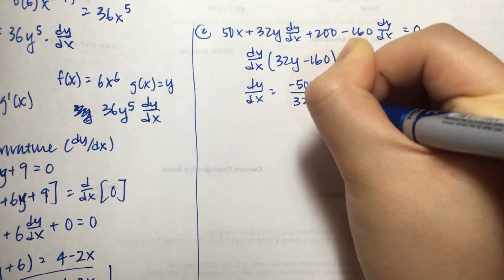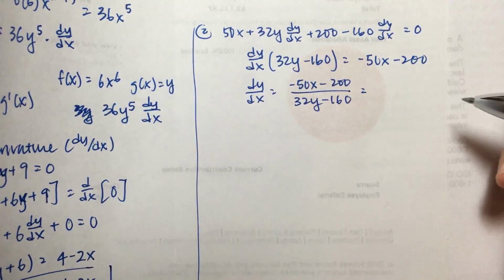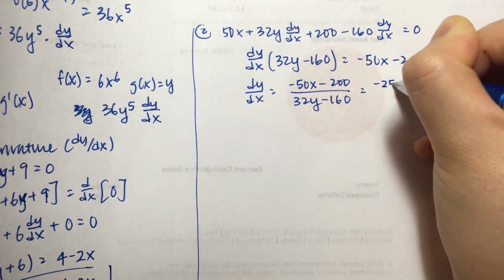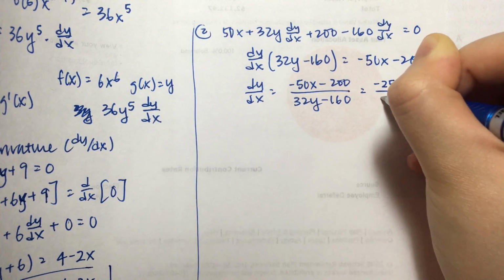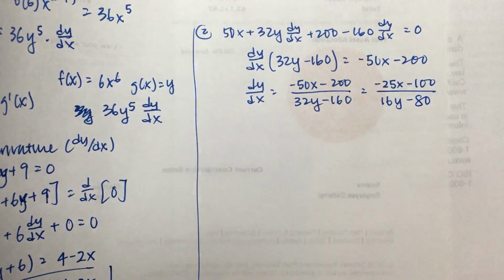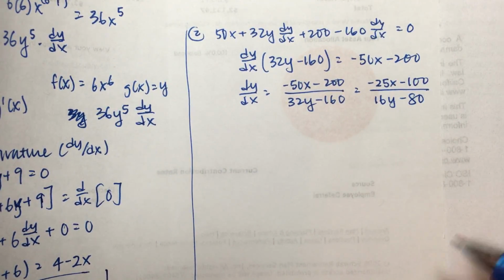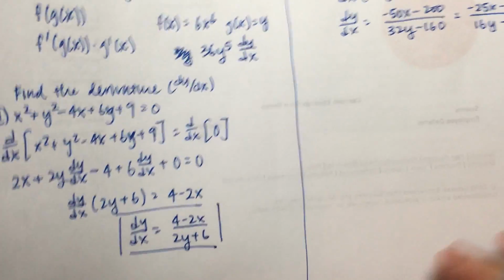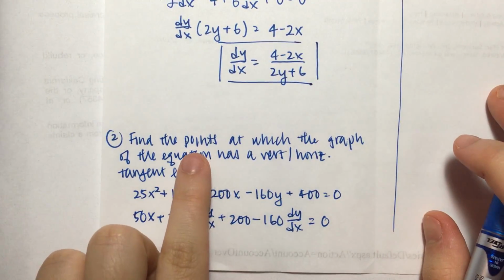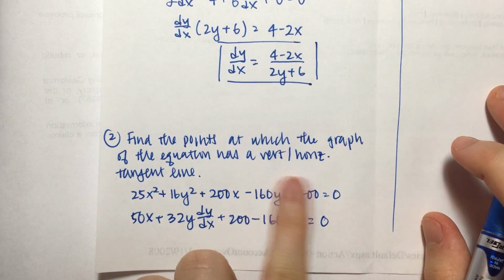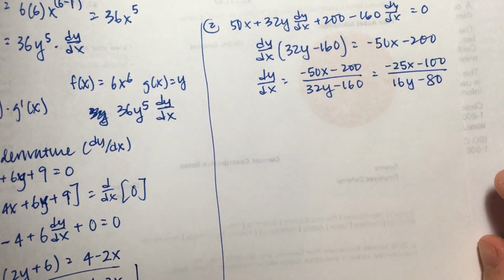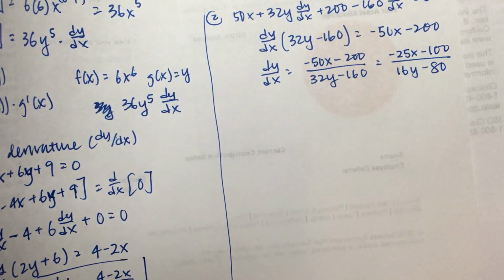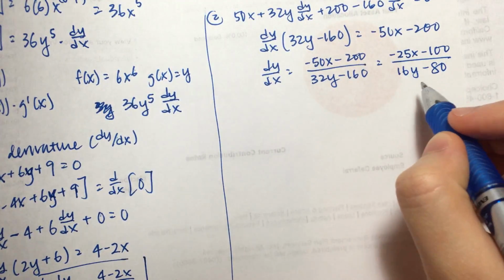And so your dy/dx is what? Okay, over 32y minus 160. And you can actually simplify this, so I'm going to do that. y minus 80. Okay, so that is the dy/dx, but that isn't the answer because it's asking for the points at which the graph of the equation has a vertical or horizontal tangent line. So to find that, I'm going to set the derivative equal to 0.